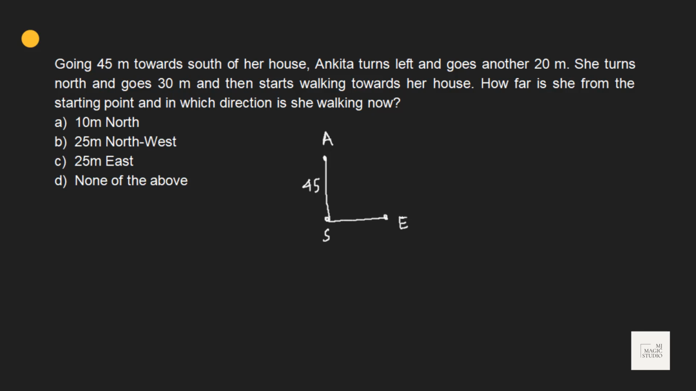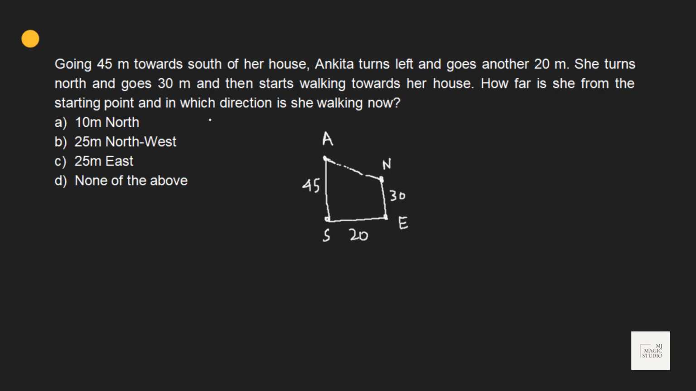That is east 20. She turns north and goes 30 meters. 30 meters north. And then starts walking towards her house. Her house is actually here. How far is she from the starting point, and in which direction is she walking now?